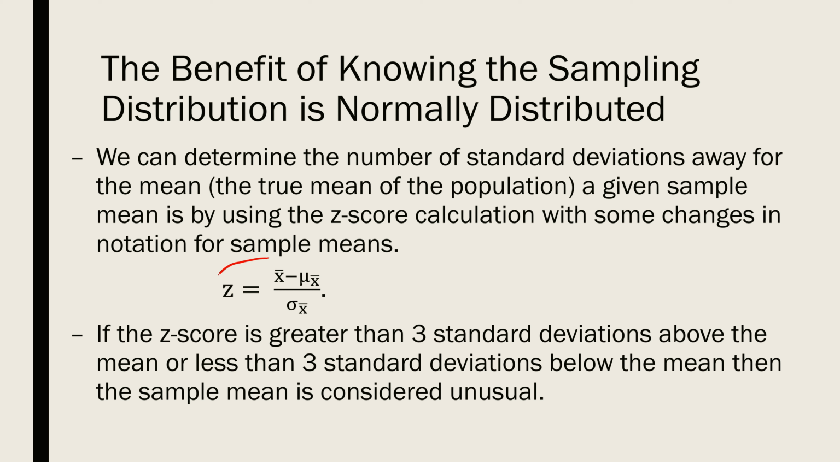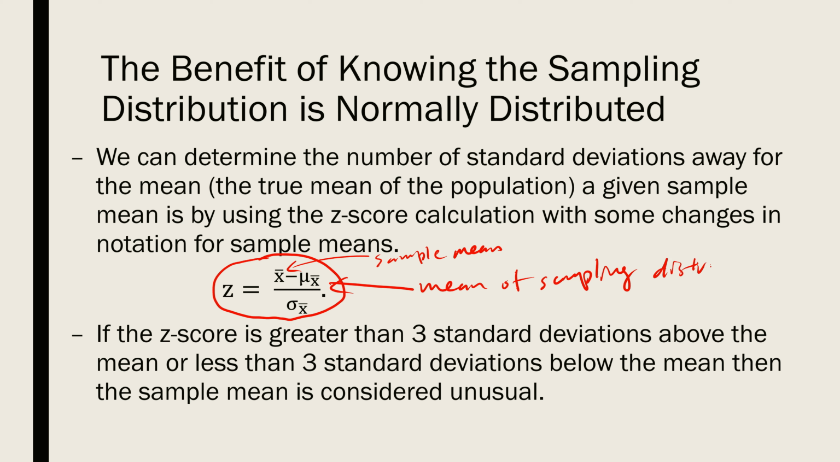Here is the modified z-score. So this is the sample mean. And this is the mean of the sampling distribution. And this is the standard deviation of the sampling distribution.